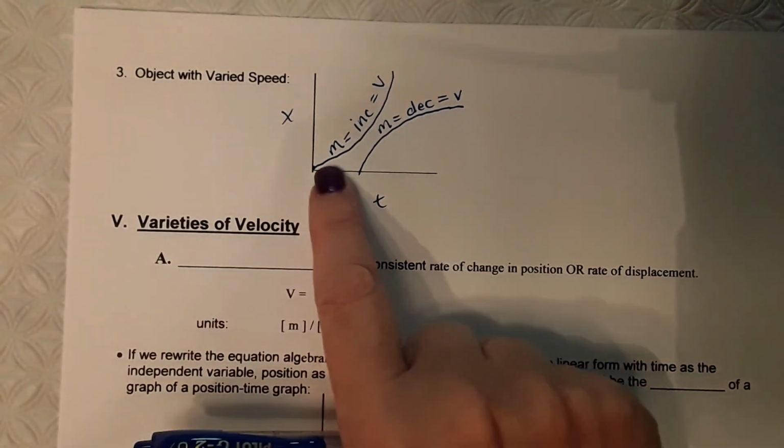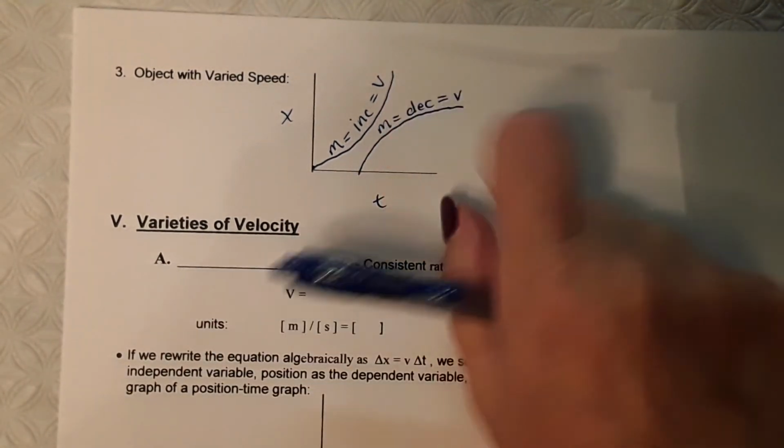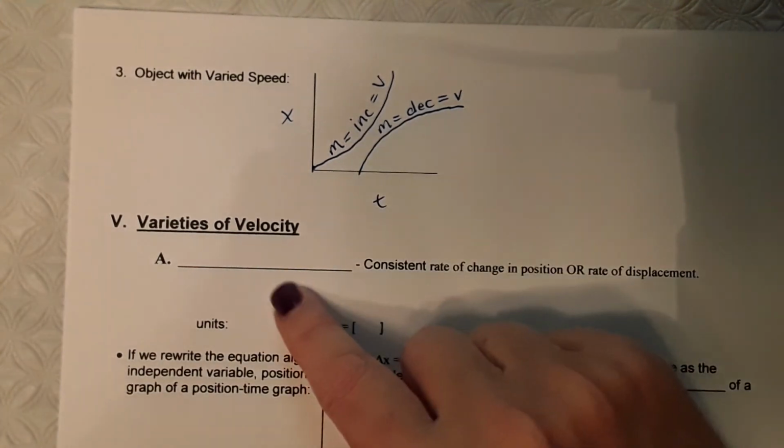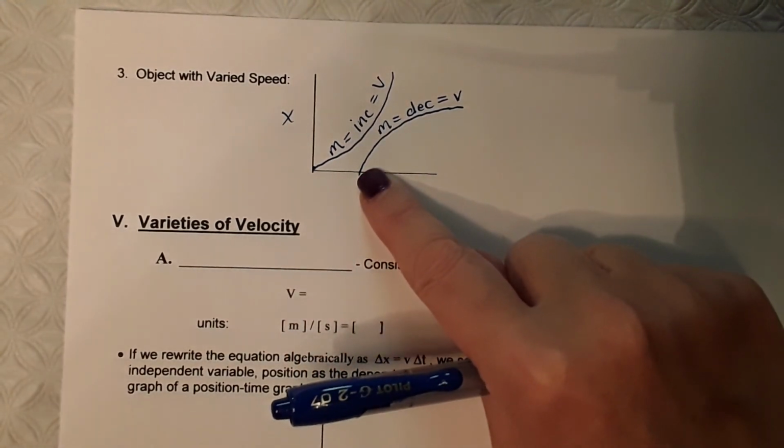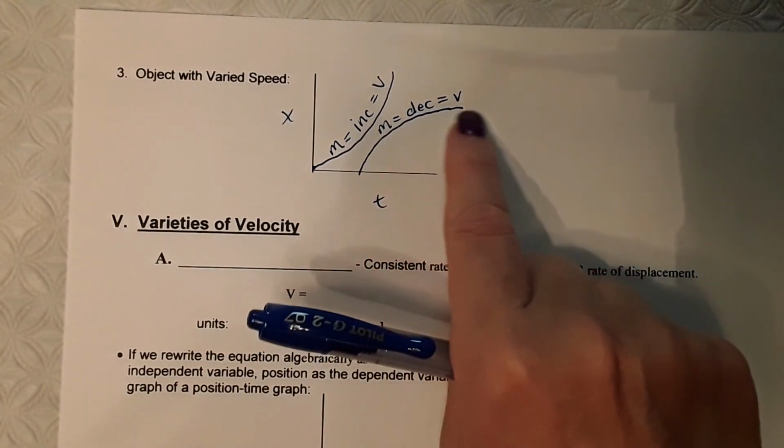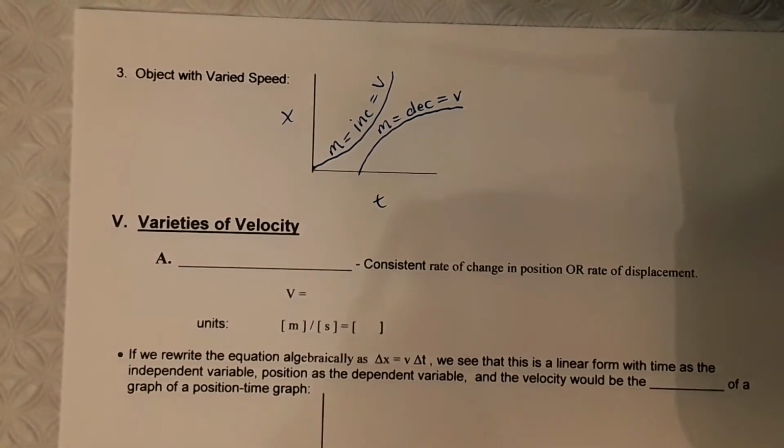So when the slope is increasing, it's getting steeper, it's getting more vertical. When the slope is decreasing and therefore the speed is decreasing, it's flattening out. It's becoming more horizontal. Okay?